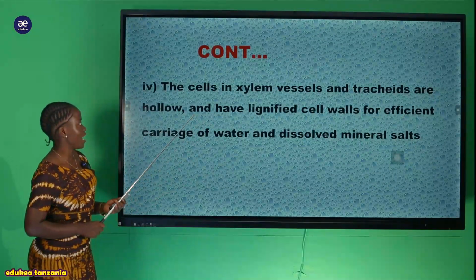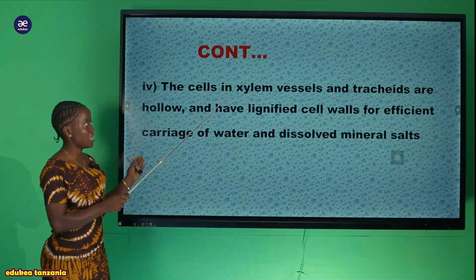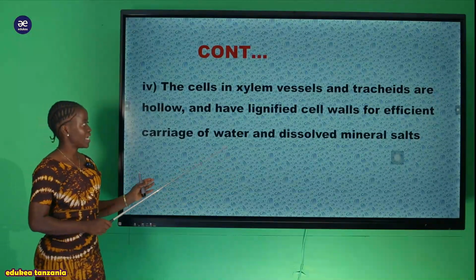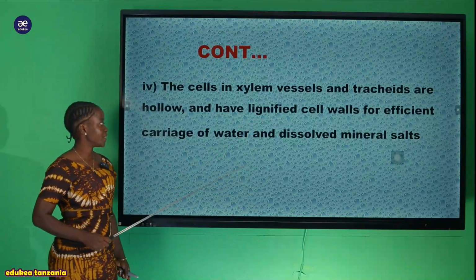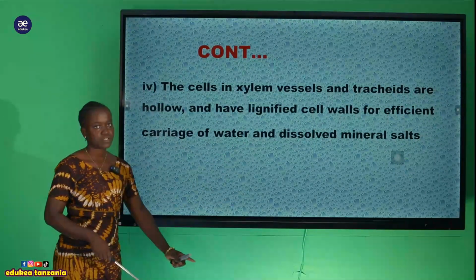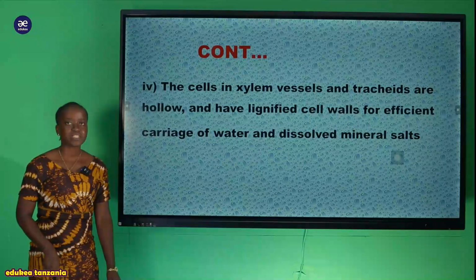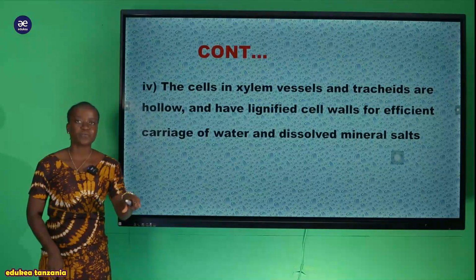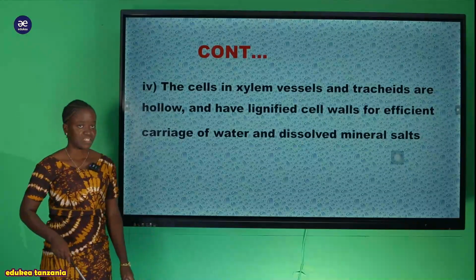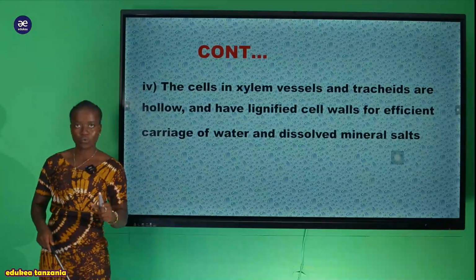Another example, we have the cells in the xylem vessels and tracheids are hollow, and they have the lignified cell wall for efficient carriage of water and dissolved mineral salts. So now you can see the material that are found within each cell. For instance, here the xylem and the tracheids, they have a hollow.